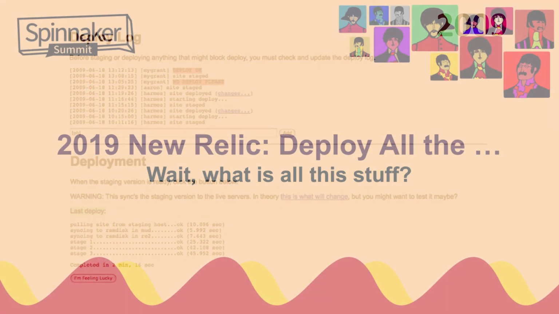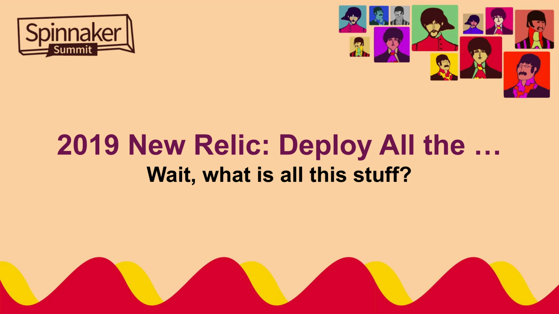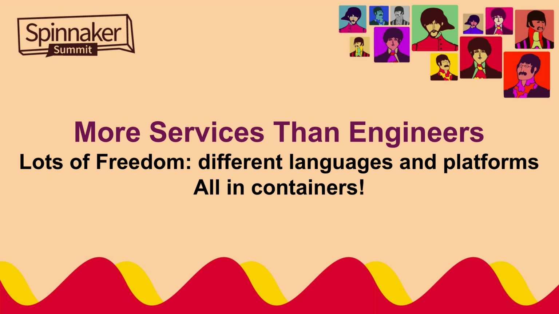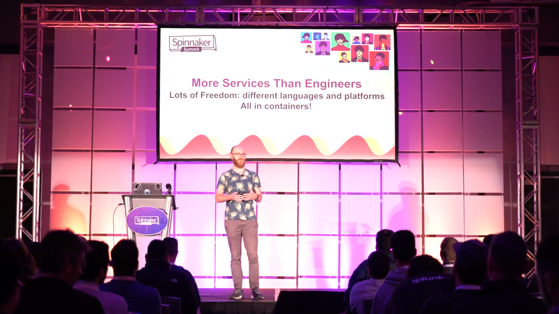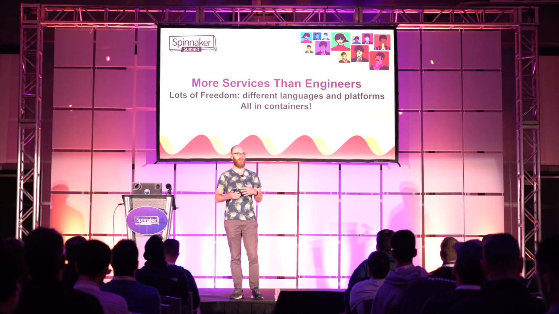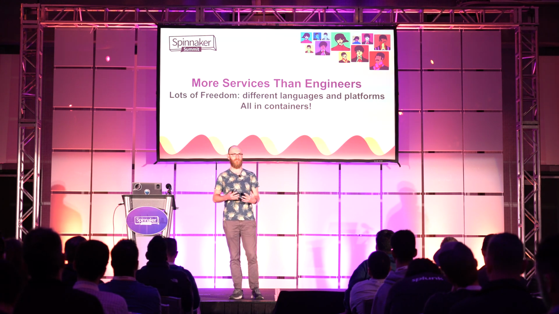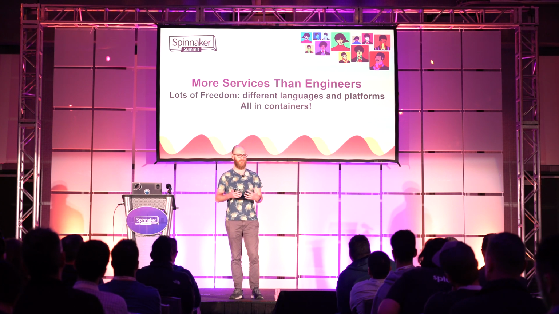So fast forward 10 years, I'm at New Relic now, and we're still deploying all the things, but all the things look very different. New Relic is just over 500 engineers, and until very recently, we literally had more services than we had engineers, right? So microservice architecture has introduced a lot of advantages, but also a lot of complexity into your tooling. We give our engineers a lot of freedom to do what they need to solve their problems. There's not a lot of restriction on what language and platform you use. It's not a total free-for-all. You have to kind of make a case for it.